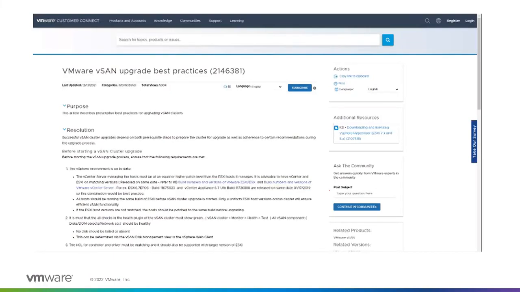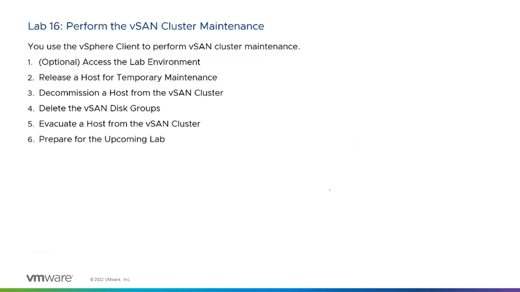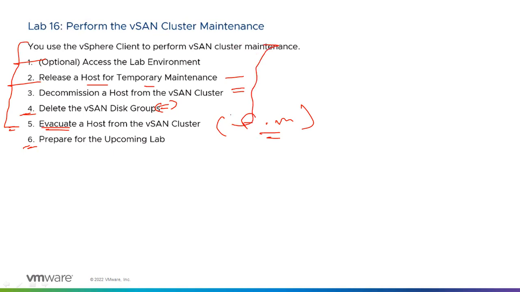Yeah, so this is something best practices you should follow. Then here is the lab. Release the host for temporary maintenance mode. Decommission a host, that we have shown last time. Delete the entire disk group to create it back. Evacuate host. Better that we go for full data migration. And then these are some labs we are going to perform all together.